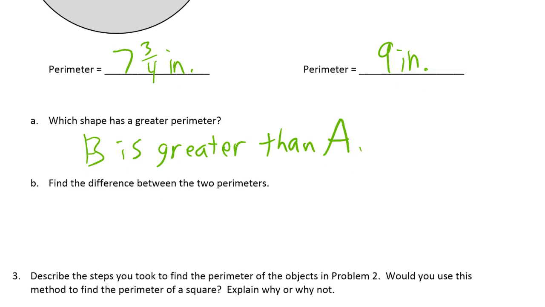Find the difference between the two perimeters. So that's going to be 9 minus 7 3/4. So when you're doing this kind of subtraction with mixed numbers, especially in this situation, you're starting with a whole number and subtracting a mixed number. Just start by subtracting the whole number part of it. So 9 minus 7 would be 2. So that leaves you with 2, and you still have to subtract the 3/4 from the 2. Well, 2 minus 3/4, you're still going to have 1 1/4 left.